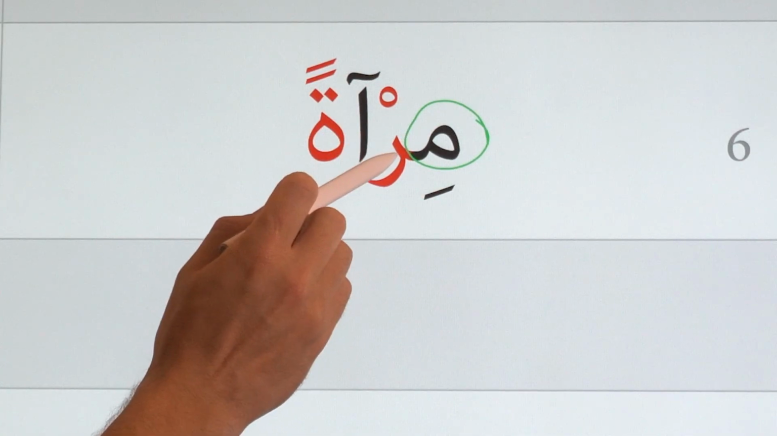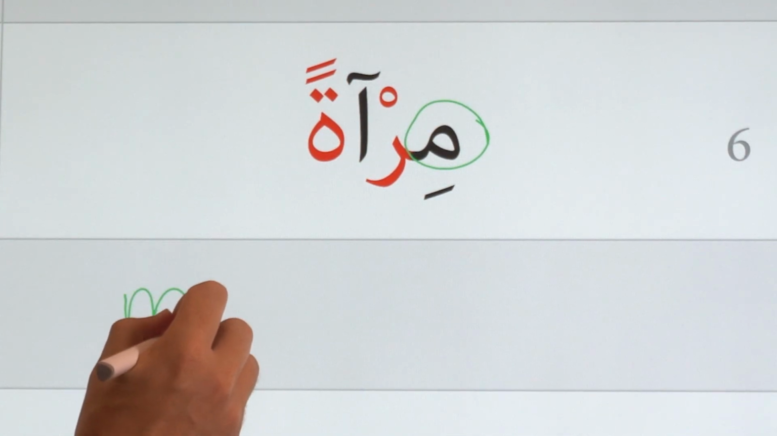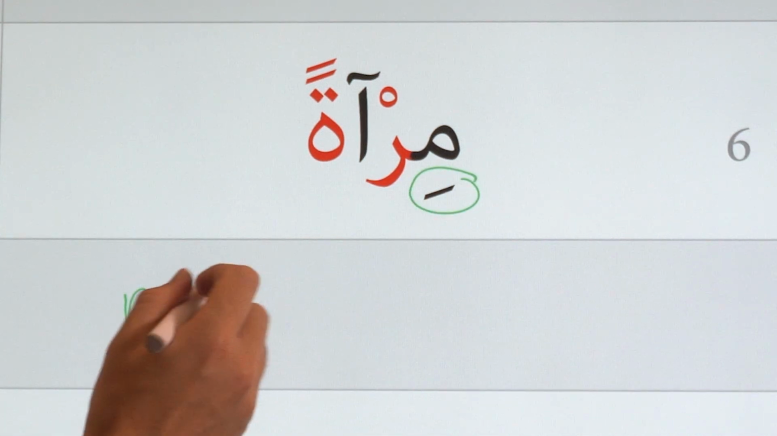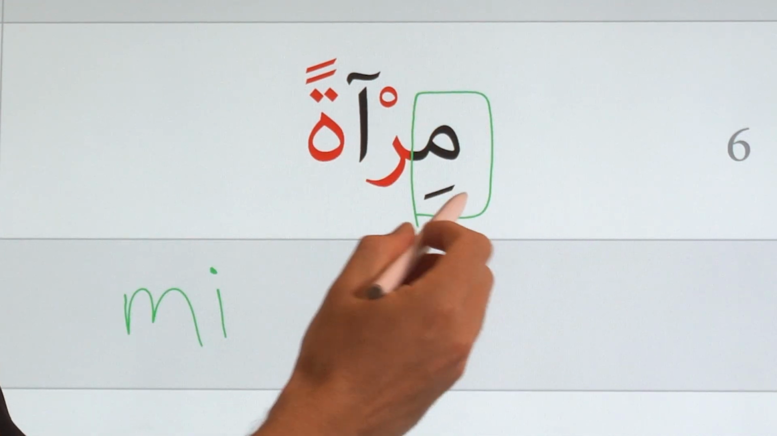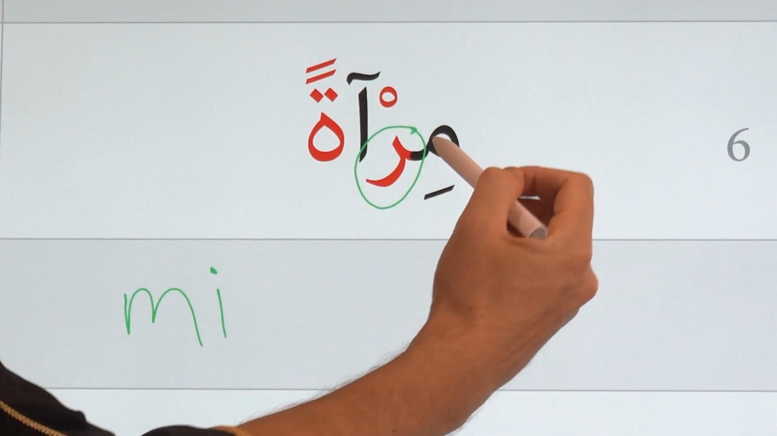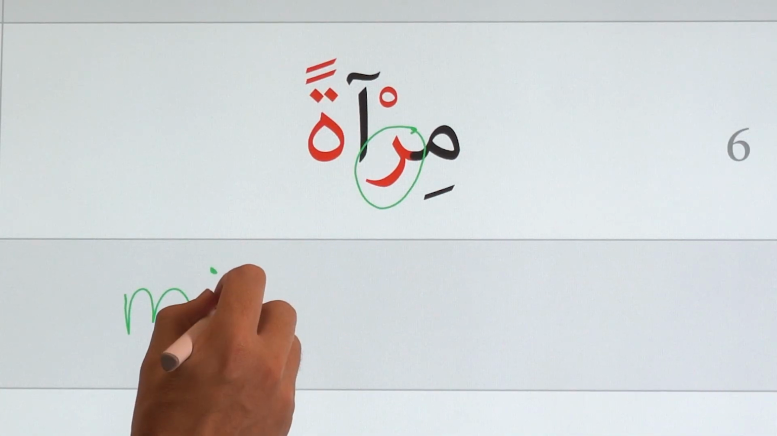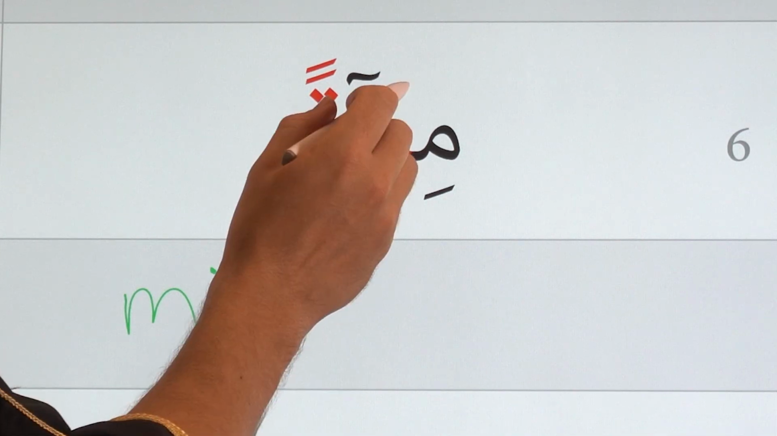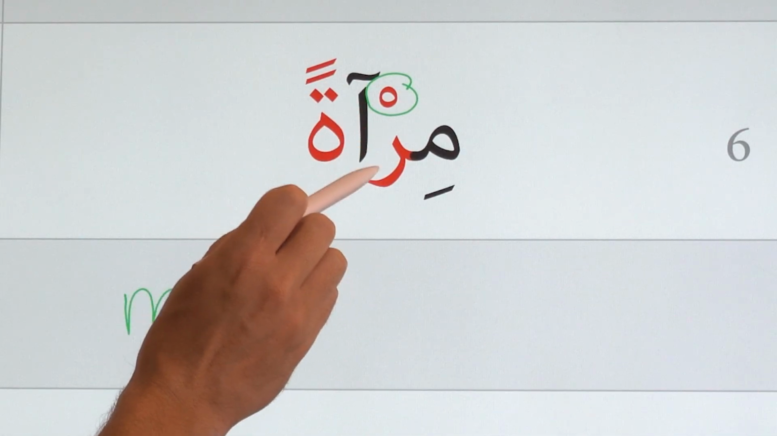This miniature circle is the letter Mim. So we'll write an M for the Mim. Beneath the Mim is a Kesra, so we'll write an I for the Kesra. So together, the Mim and Kesra would be pronounced Mi. The next letter is a hook shape extending down, meaning this is the letter Ra. So we'll write an R for the Ra. Above the Ra is a Sukoon, meaning there's no vowel sound coming directly after the Ra.